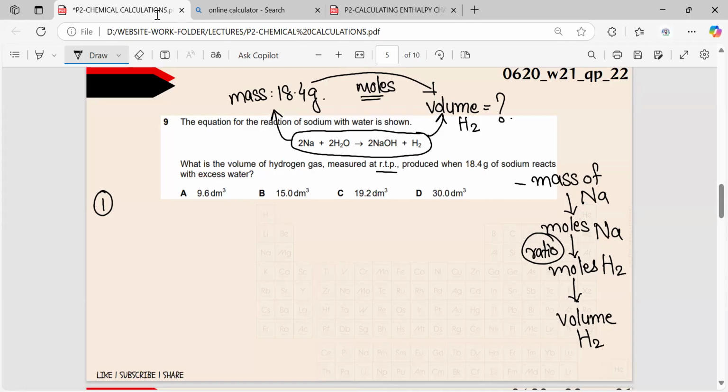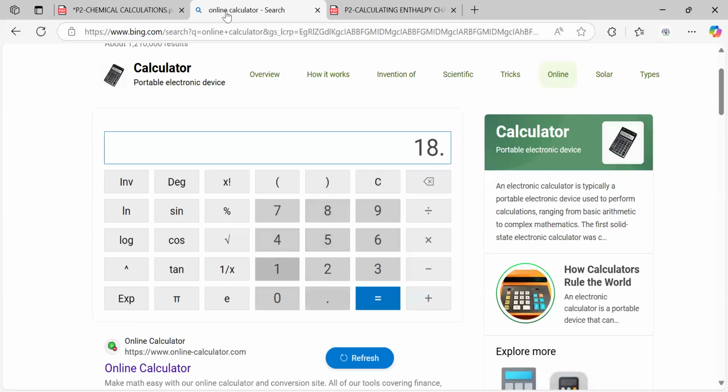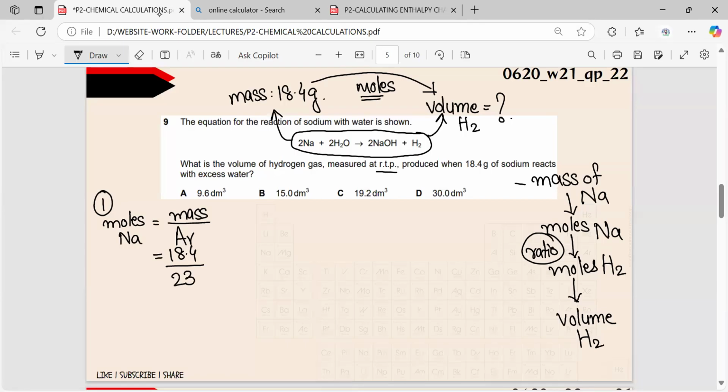So for the first, moles of sodium is equal to mass over molar mass. So the mass of sodium is 18.4 divided by the molar mass of sodium, which is 23. 18.4 divided by 23 is 0.8. So the moles of sodium are 0.8. First step is done.